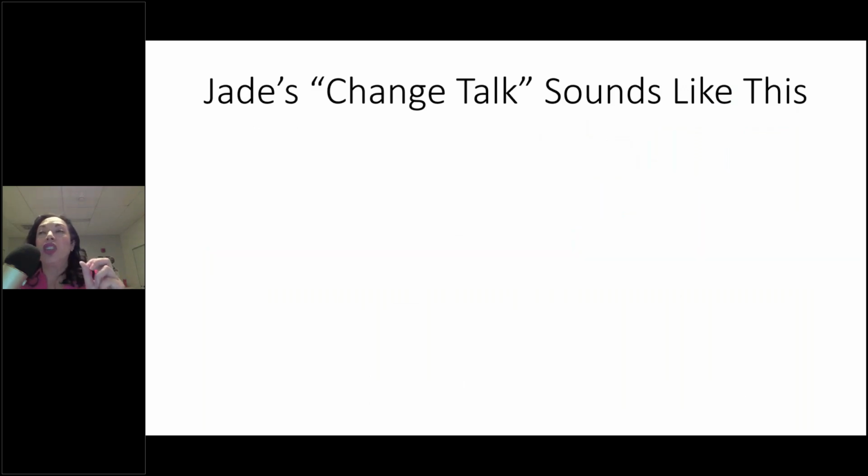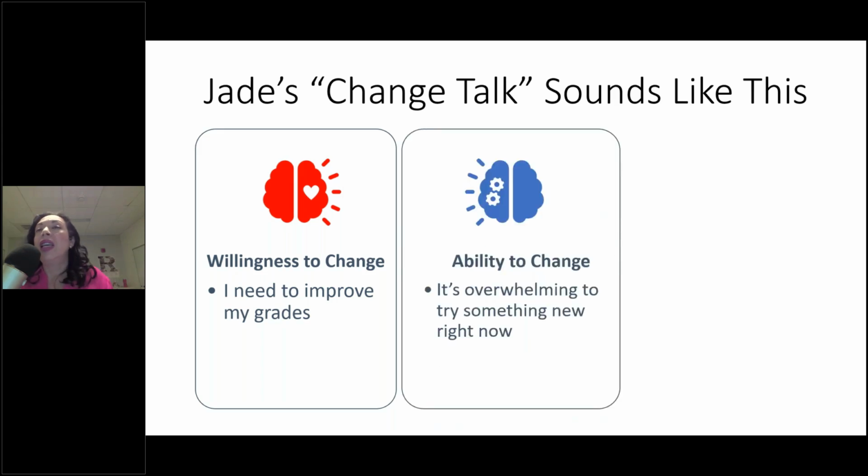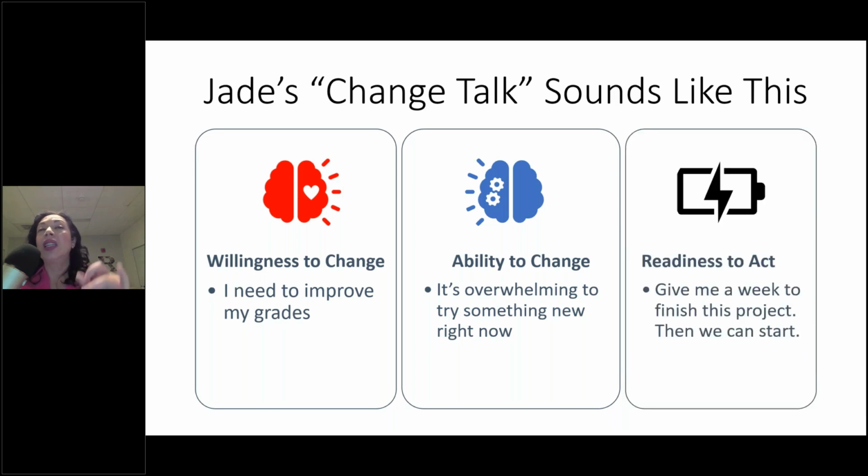In one short conversation, we can see Jade move through several stages of change. First, we hear the willingness to change. At this stage, she recognizes the need for change, but she hasn't fully committed to any action just yet. Next is the ability to change. Jade expresses some hesitation, saying it's overwhelming to try something new right now. Finally, readiness to act. Here we see that she's preparing herself to take action once she clears a current hurdle.